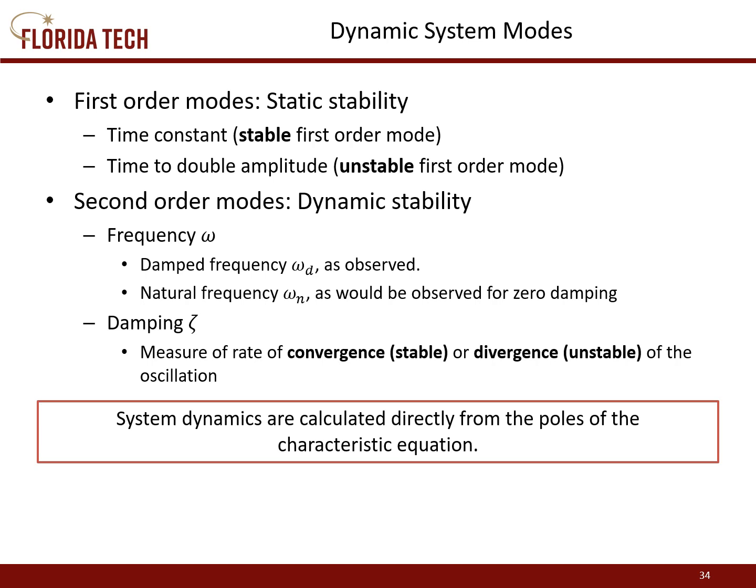So just to recap, we're looking at dynamic system modes. We see there's typically first order modes that are impacting our static stability, but we're looking at the time constant or time to double, depending if it's stable or unstable. And then the second order modes is where we really can now analyze dynamic stability, and we're looking at frequency and damping, and the system dynamics are really just calculated from the homogeneous system, or really the poles of the characteristic equation.